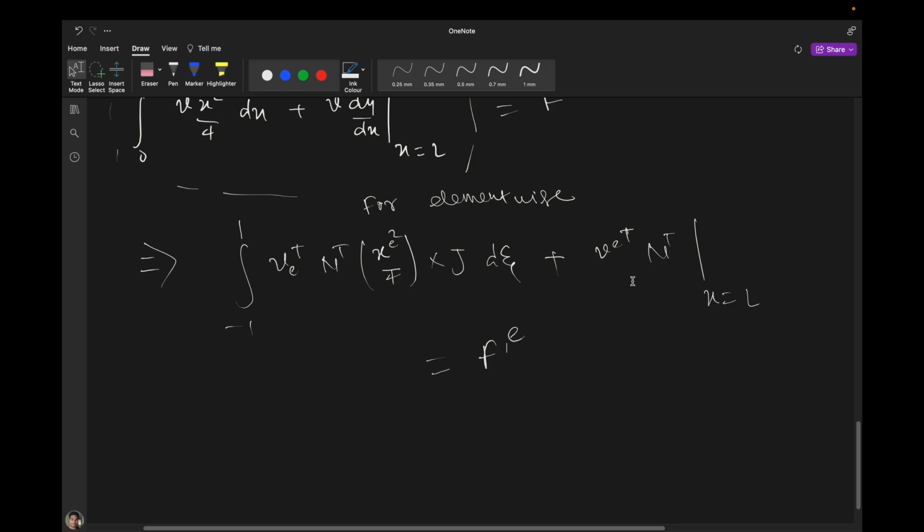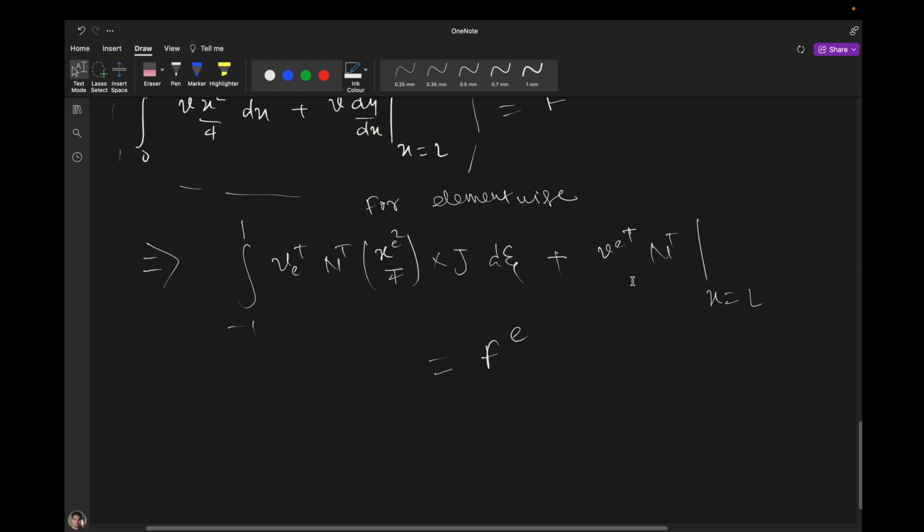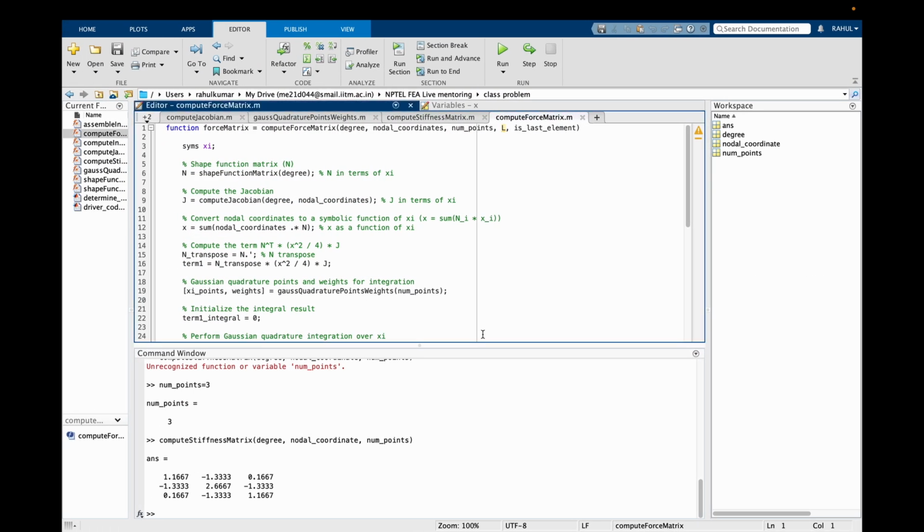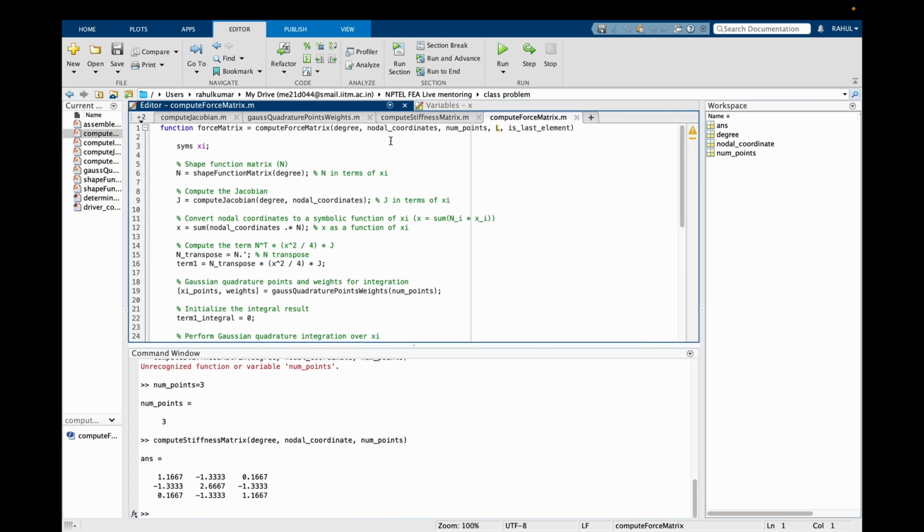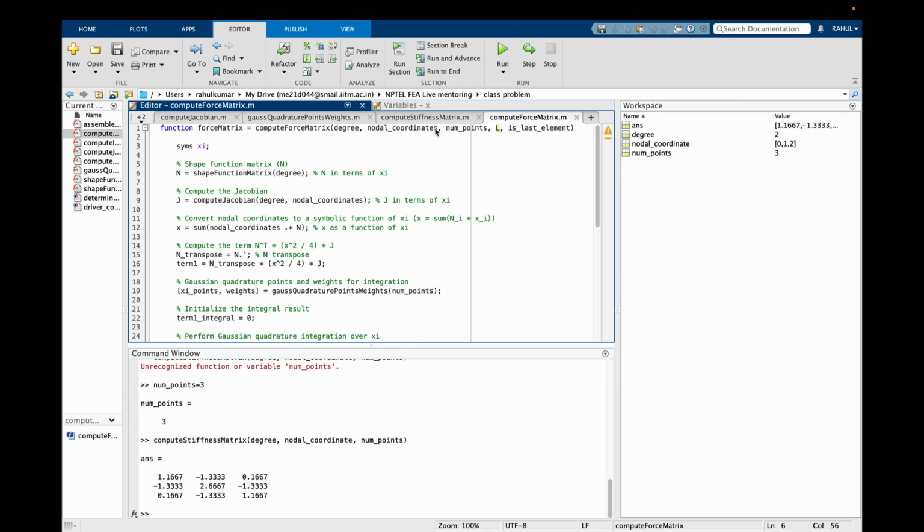So because of that, I made an exception. You can see that this function will take an argument as a degree. What kind of polynomial you are taking, the nodal coordinate. For each element you know that it will have nodal coordinates, like for the first element the nodal coordinates will be 0 1 2. The number of points will depend on the degree, and L here is nothing but the boundary point.